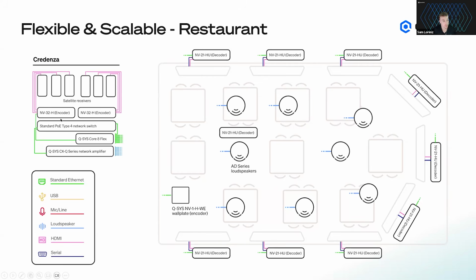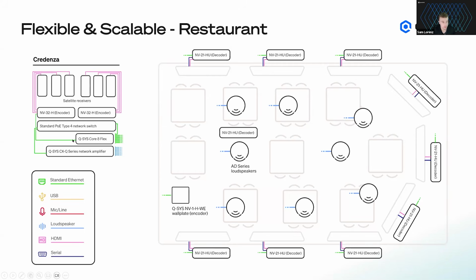In the rack over here, we have two NV32s. These are in peripheral mode only, since we do have a separate dedicated Core 8 Flex. So you would then have your satellite receivers just going to the NV32s. Those are three streams per NV32 being encoded, then being fully routable to any display with the NV21s in decoder mode here as well.